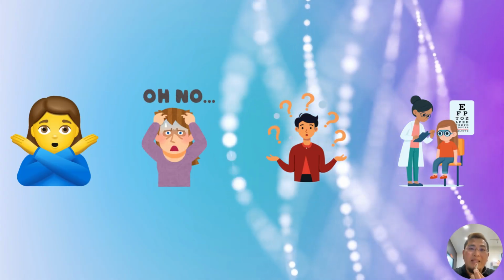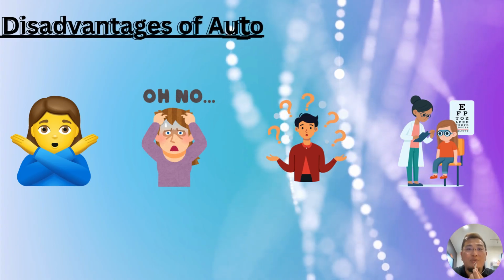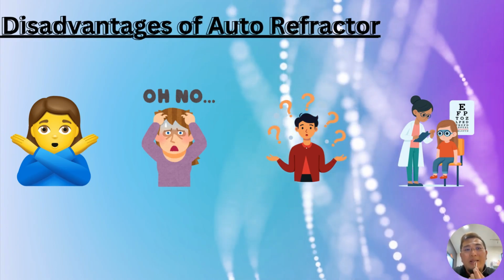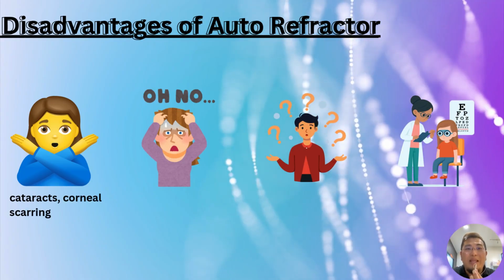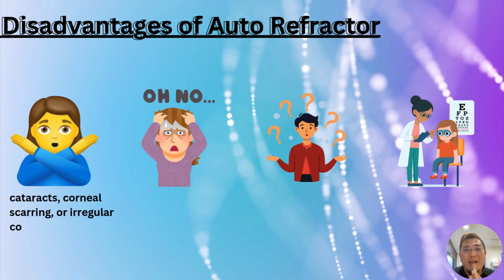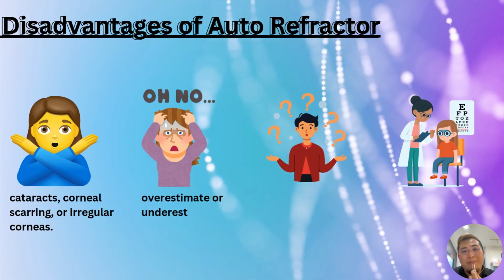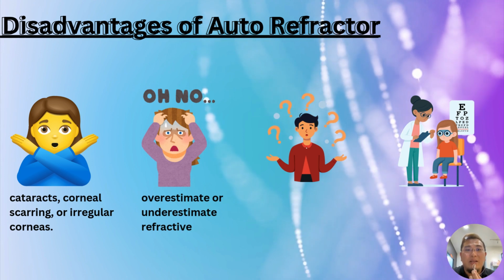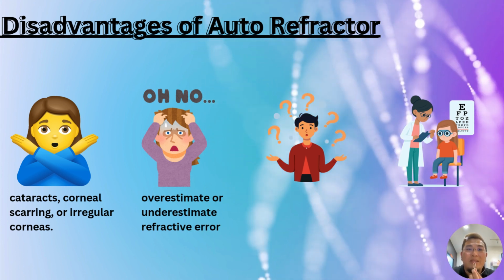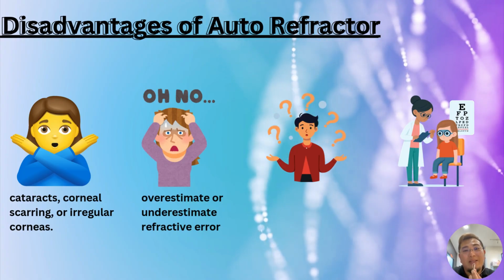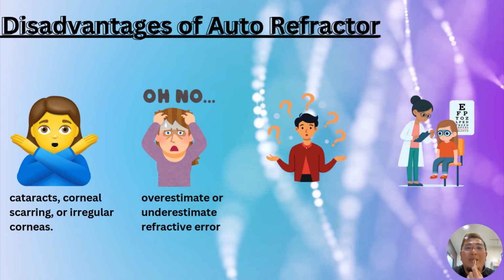But despite its usefulness, the autorefractor does have some limitations and drawbacks. It's less accurate in certain conditions. Its results may be less reliable in patients with cataracts or corneal scars. Sometimes it may overestimate or underestimate refraction. For example, in younger patients, the ciliary muscle may still accommodate during the test, leading to an incorrect reading without cycloplegia.